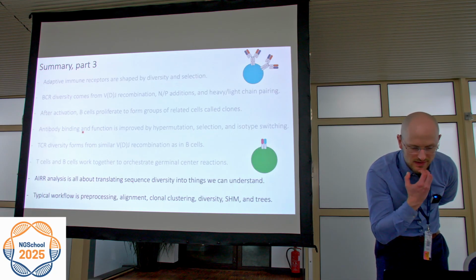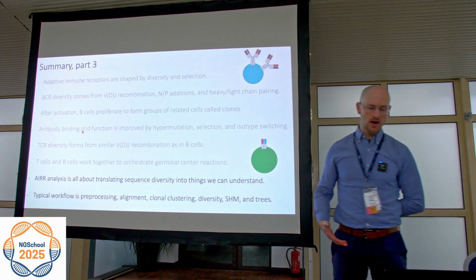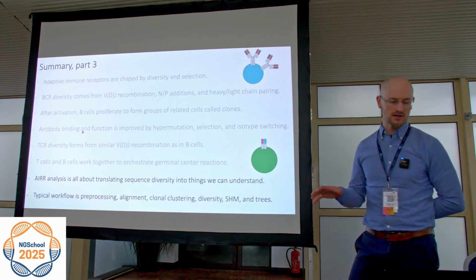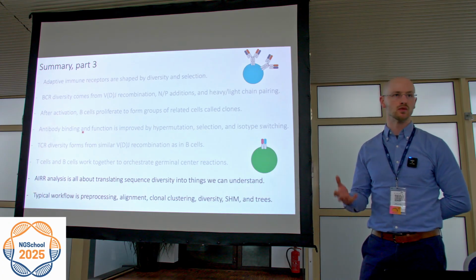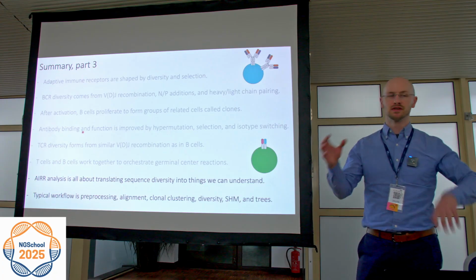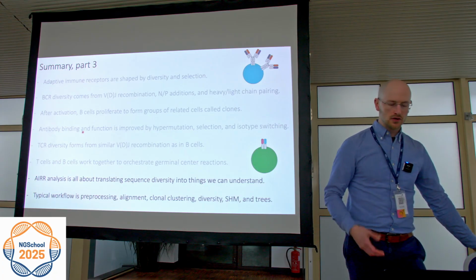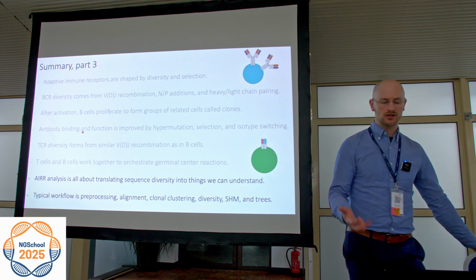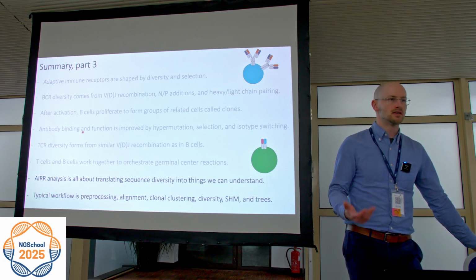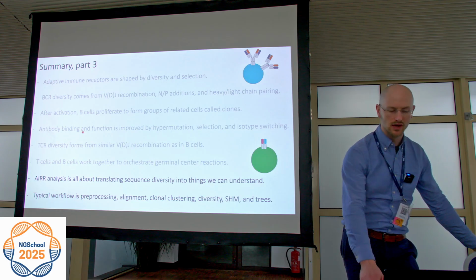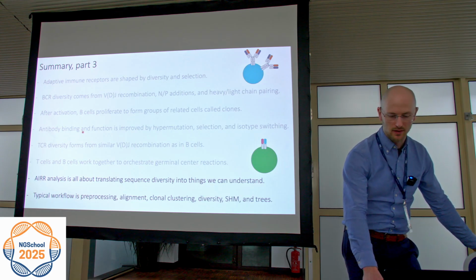So just to summarize this, error analysis is all about translating sequence diversity into things that we can understand. Clones, lineages, things like that. The typical workflow is pre-processing, alignment, clonal clustering, and then quantifying diversity, somatic hypermutation, and if you're studying B cells, building lineage trees.